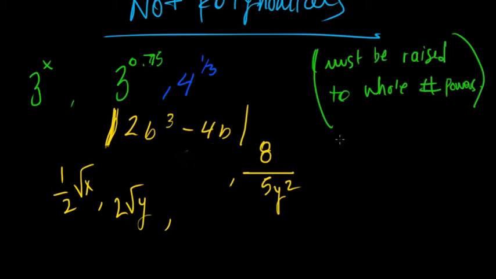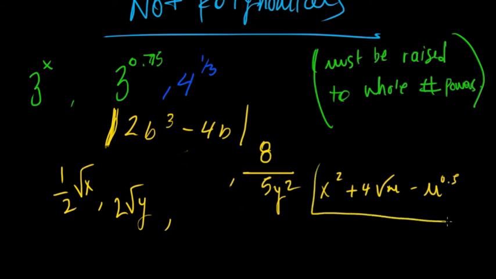So if I said, is the following, x squared plus 4 times the square root of m minus m to the 0.5 power, a polynomial here? Well, no. You'd say it's not a polynomial, okay? Because it includes the square root of a variable, and also it includes a power that's not a whole number, okay?